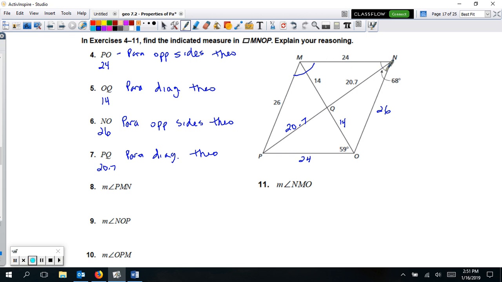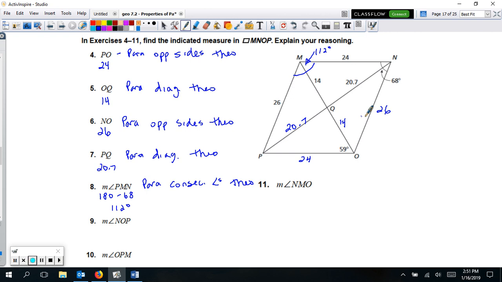So we need to look at the consecutive angles here being supplementary. So basically these are supposed to add up to 180. So if I subtract 68 from 180, so 180 minus 68, that'll give me my answer here. And if you take it away from 180, that's going to give you 112 degrees. So this angle right here is 112 degrees. And the reason why is the parallelogram consecutive angles theorem.